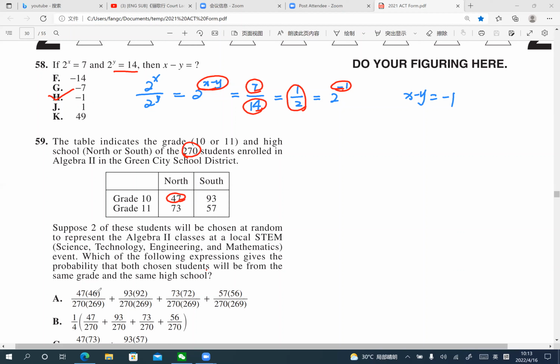If the 2 students both come from North and grade 10, the probability should be equal to 47 times 46 over 270 times 269. If the 2 students both come from grade 10 and South, the probability should be equal to 93 times 92 over 270 times 269. If the 2 students both come from grade 11 and North, the probability should be equal to 73 times 72 over 270 times 269. If both students come from South and grade 11, the probability should be equal to 57 times 56 over 270 times 269. So question 59, we should choose option A.